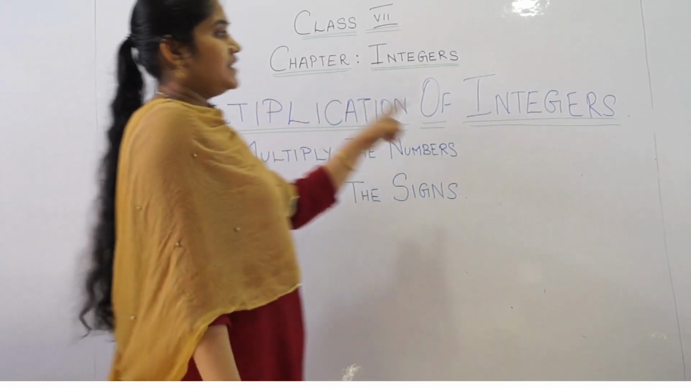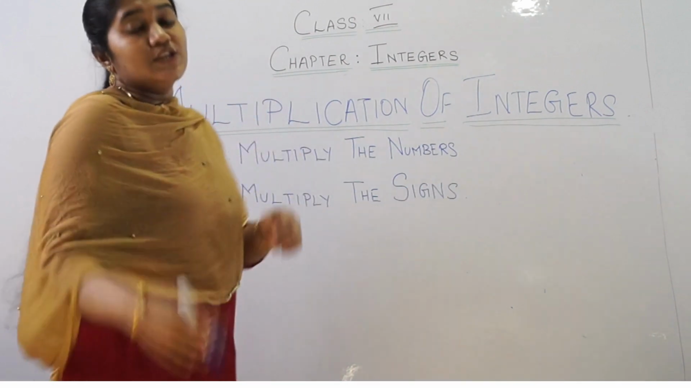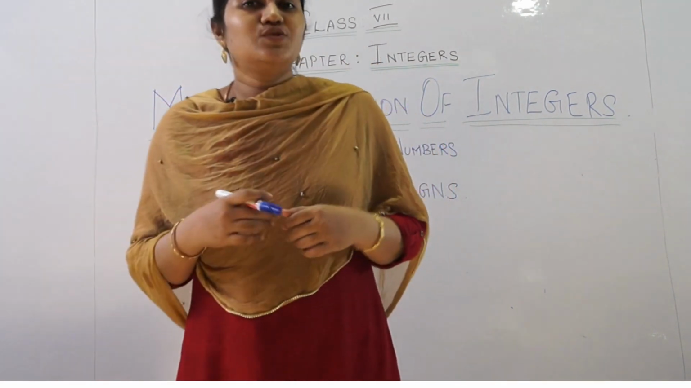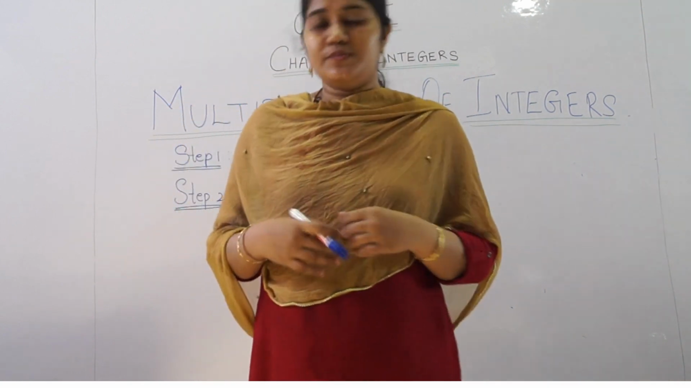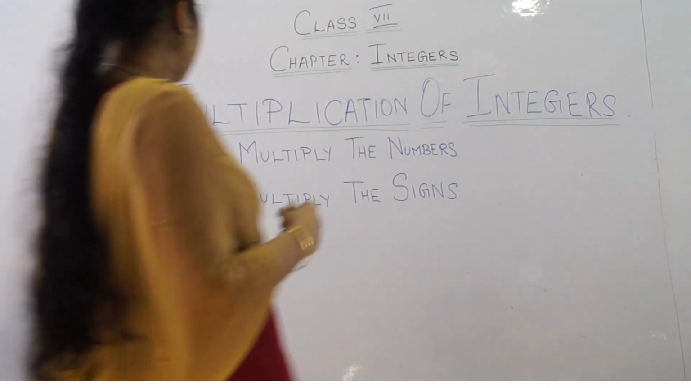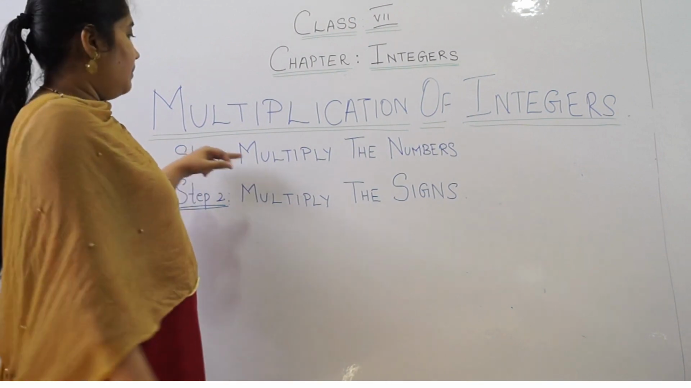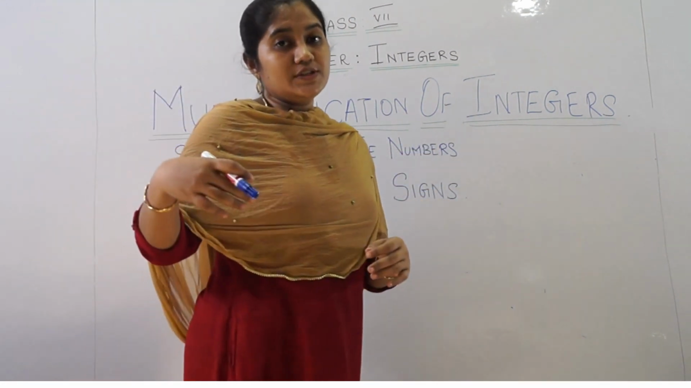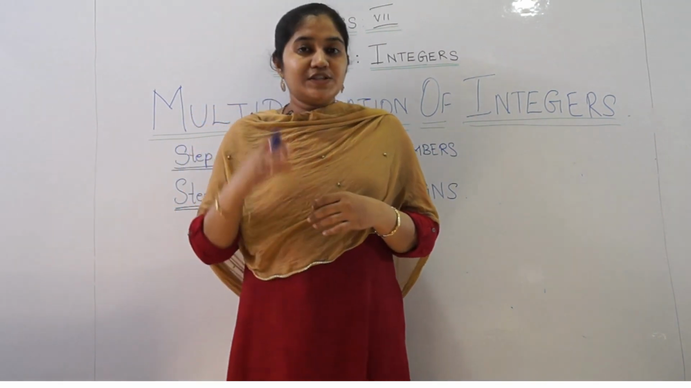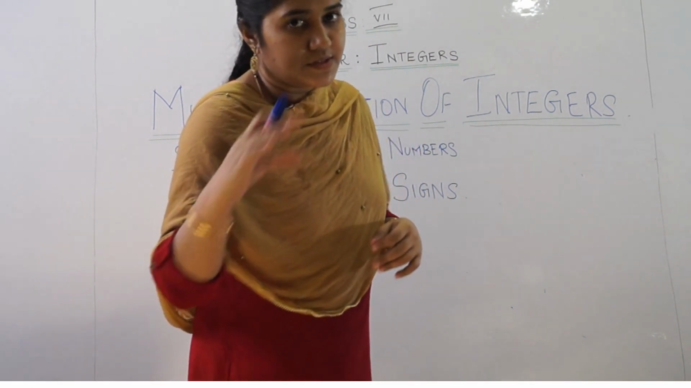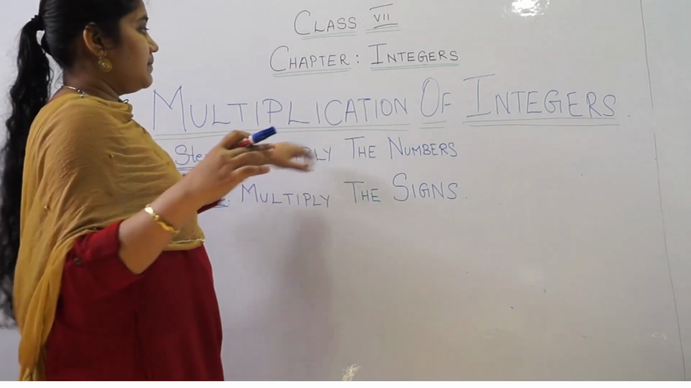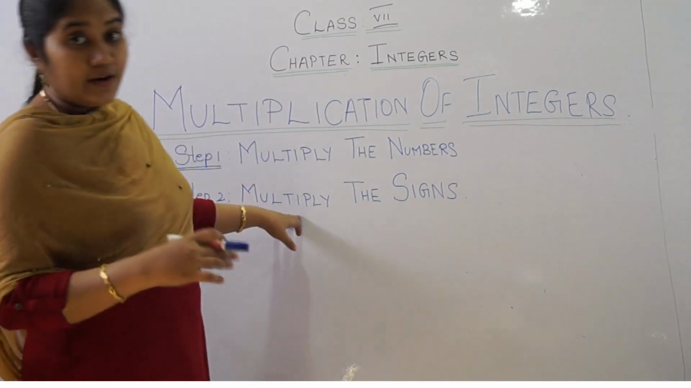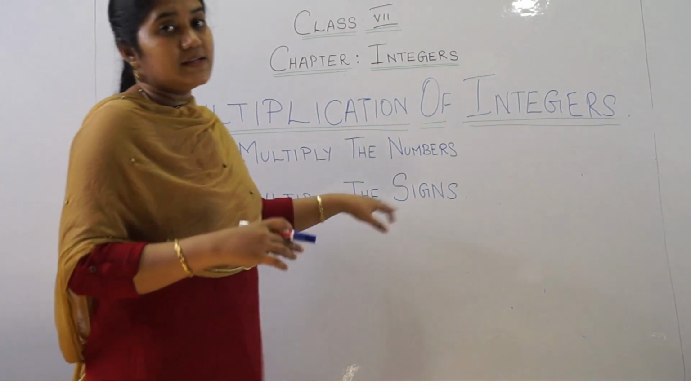Next is multiplication of integers. Okay, so when they give us two integers and when they ask us to multiply, what are the steps to be followed? Step 1, multiply the numbers. When they give you the two integers, we just multiply the numbers. That is the first step, multiply the numbers. The second step is that we multiply the signs.